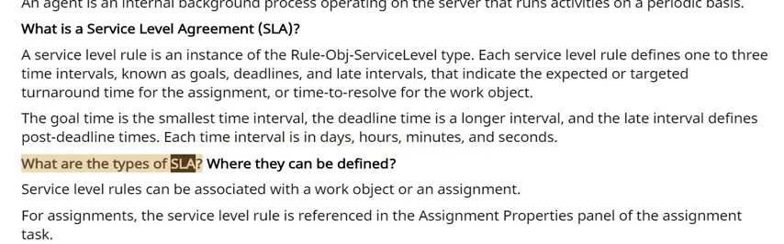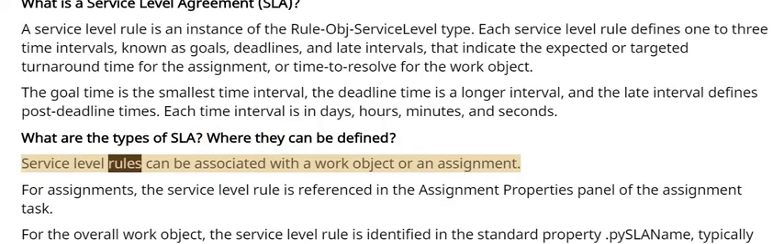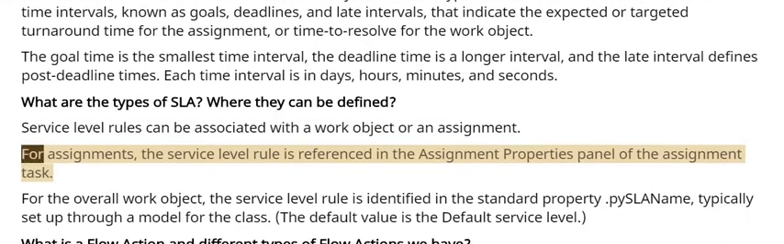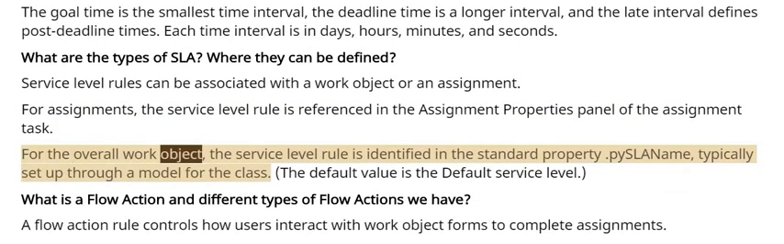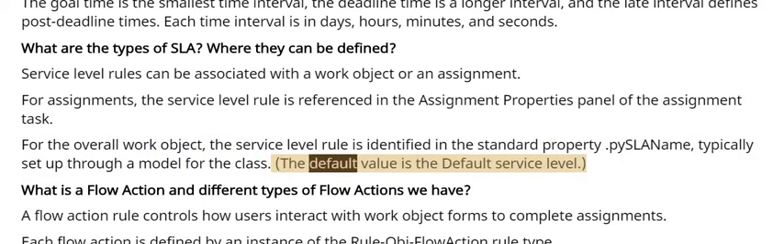What are the types of SLA? Where they can be defined. Service level rules can be associated with a work object or an assignment. For assignments, the service level rule is referenced in the assignment properties panel of the assignment task. For the overall work object, the service level rule is identified in the standard property pySLAName, typically set up through a model for the class. The default value is the default service level.